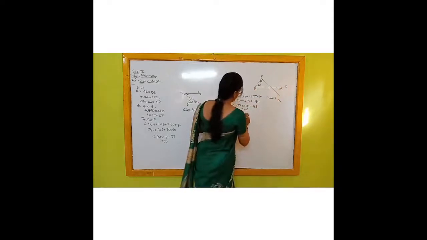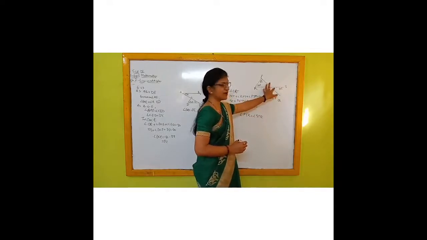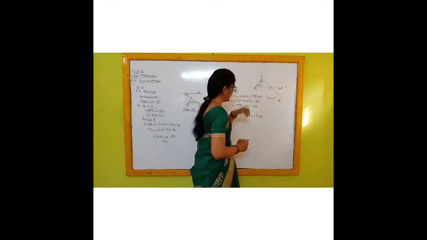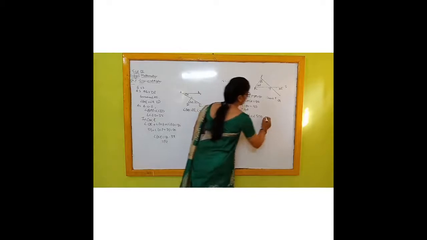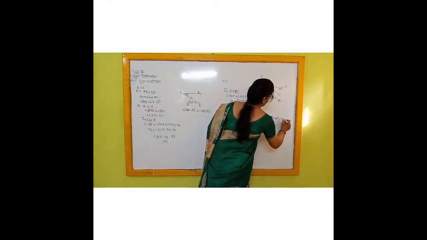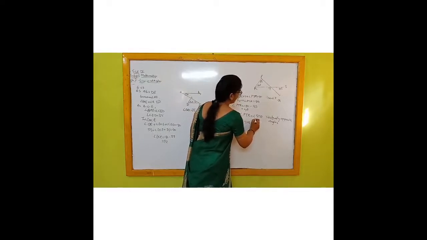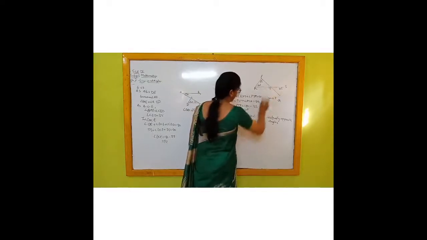Now these two angles, angle PTR and angle STQ: angle PTR is equal to angle STQ. Why? Because these two are vertically opposite angles. Therefore angle STQ is equal to the measure of this angle, that is 45.